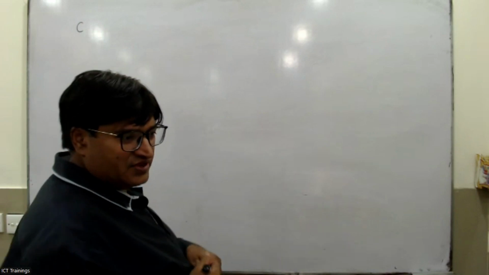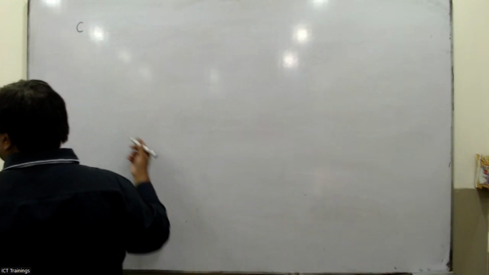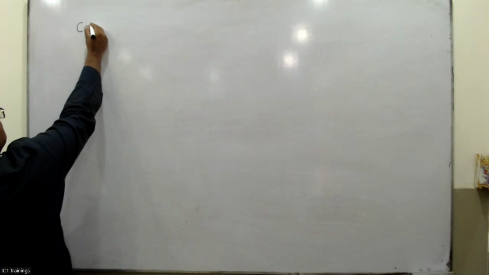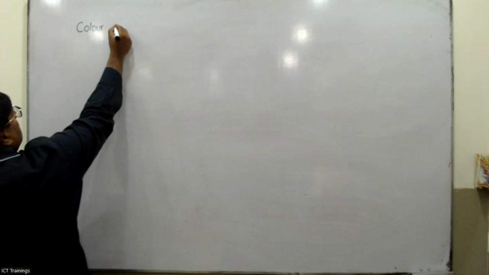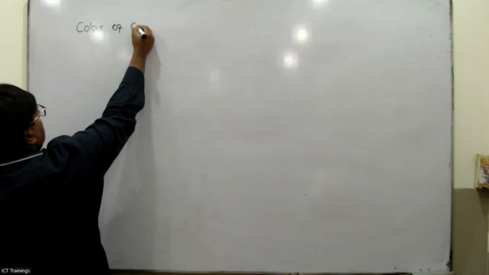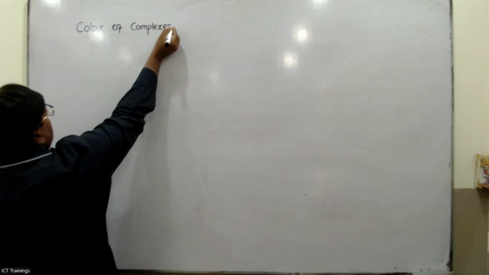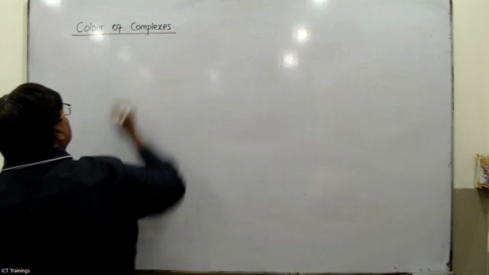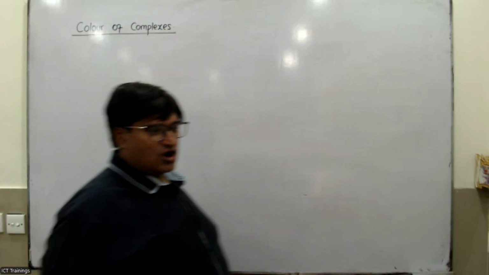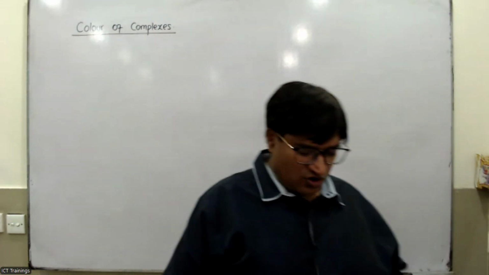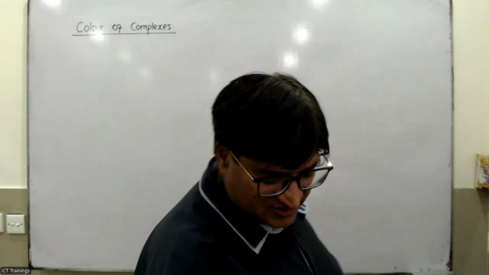How the different complexes show the different color. So, color of complexes. Look at it, copper. These are colors. So how are different colored complexes formed in nature? We are going to discuss them.